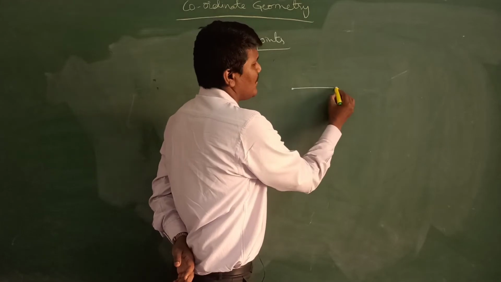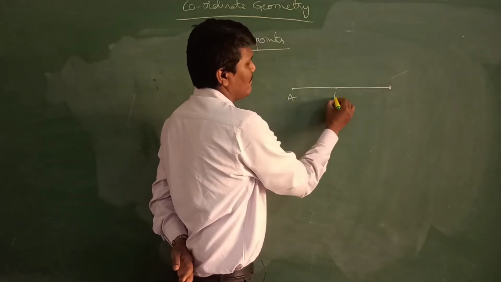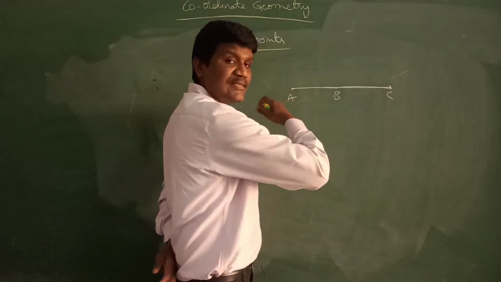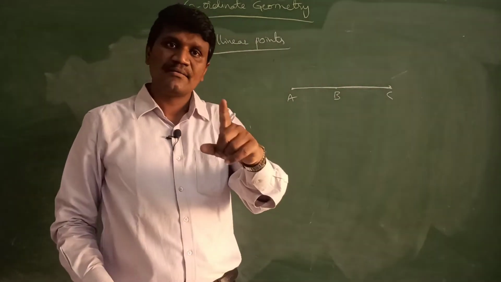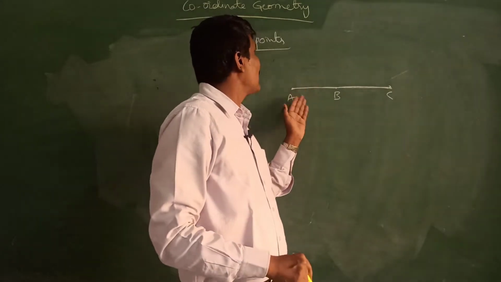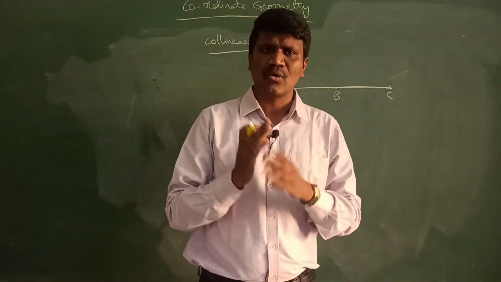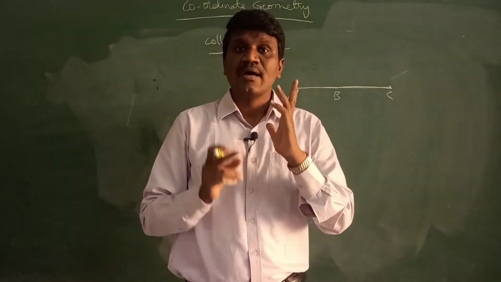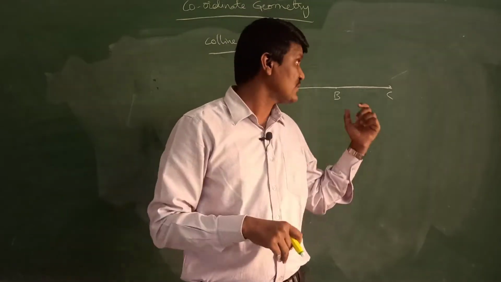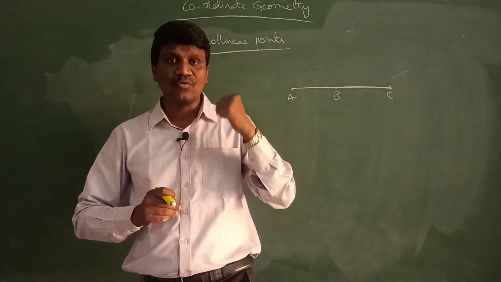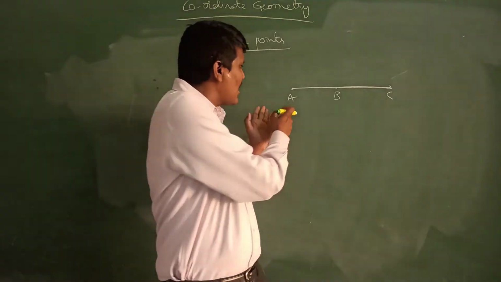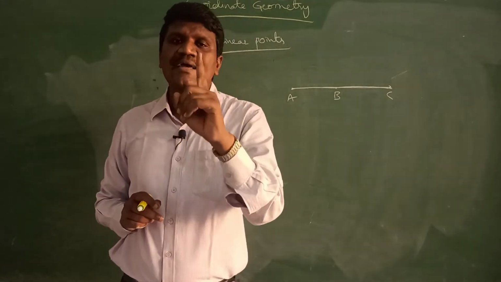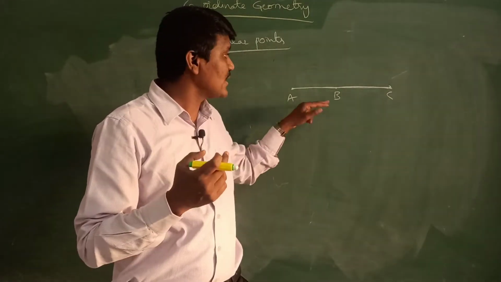So A, B, C, these 3 points lying on the same straight line, then the points are called collinear points. Collinear, on the same line. Okay students, now how will the question come based on collinear? Out of these 3 points, they will give one point as k and ask us to find the k value.